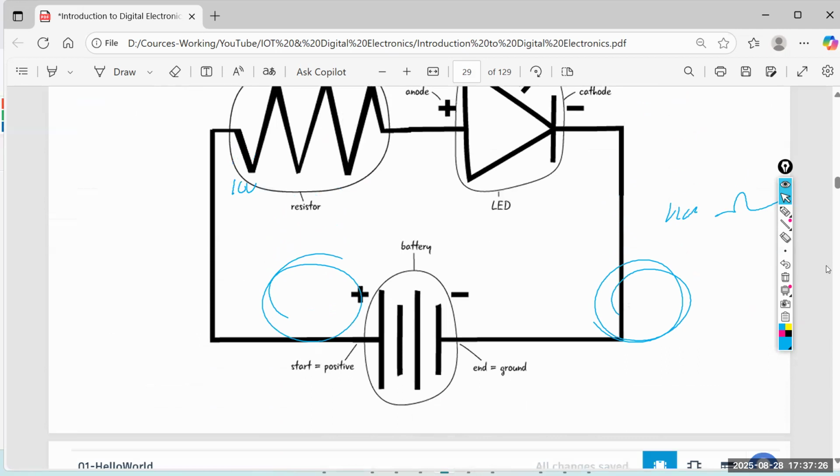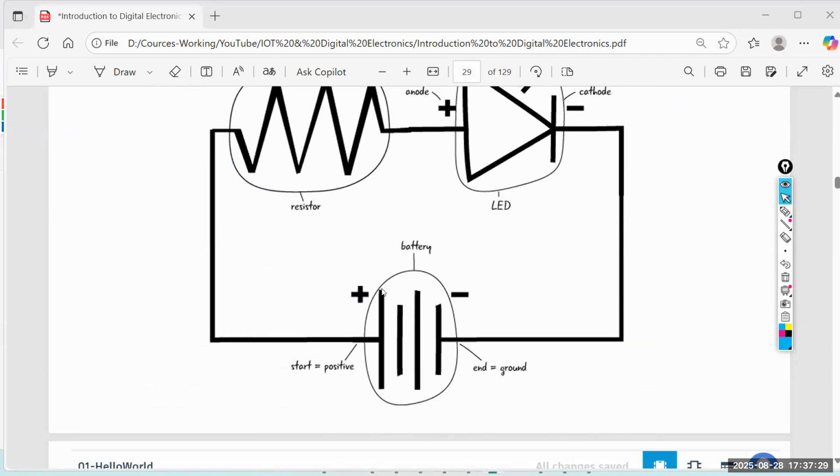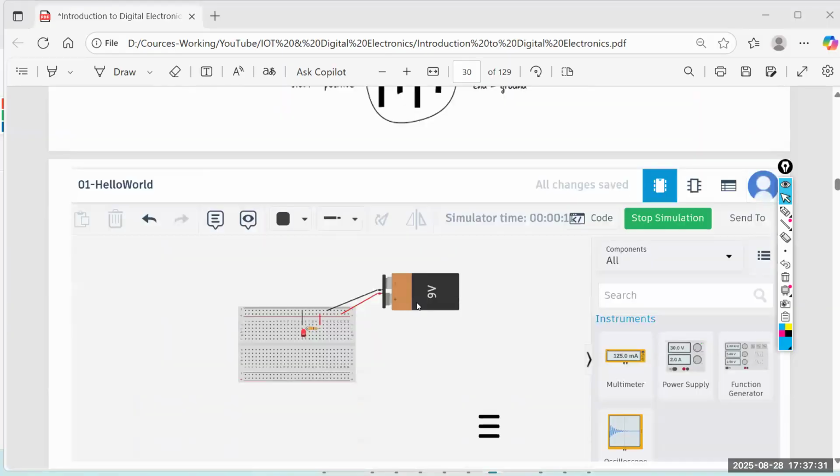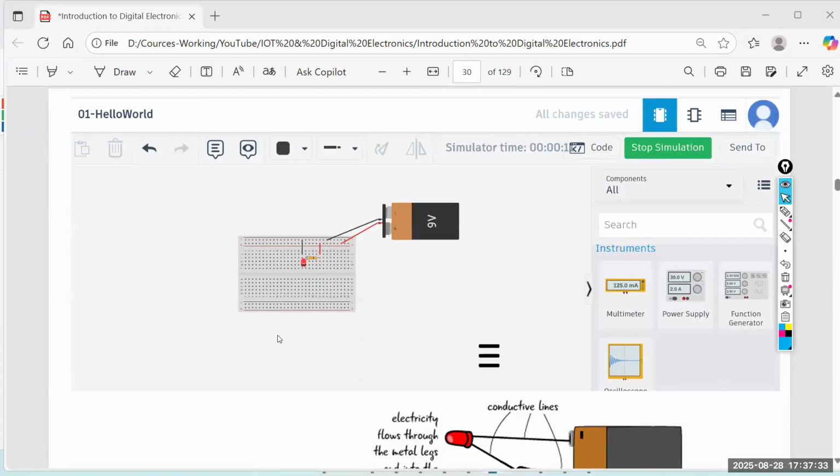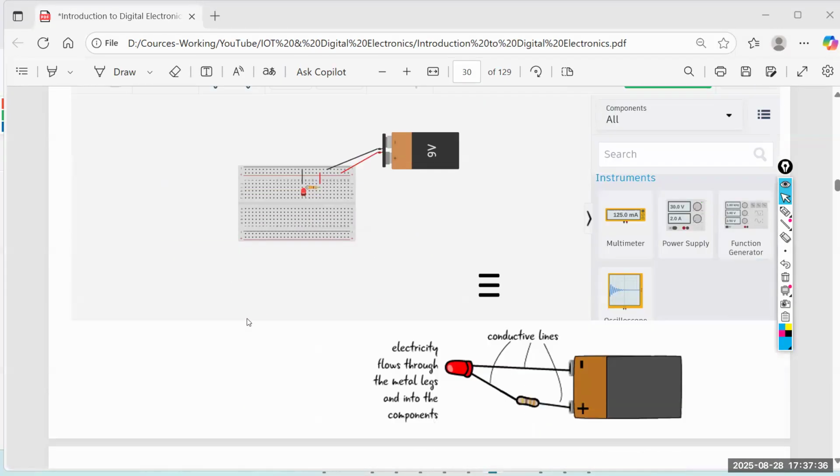Right. So we did this example using Tinkercad. Make sure you do this in the physical way also, if you have a breadboard and everything. Okay.